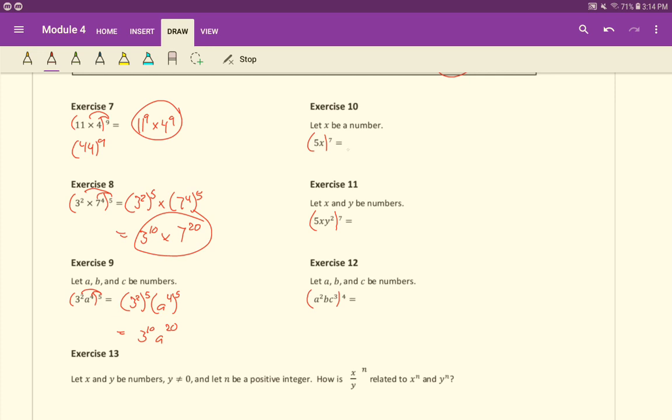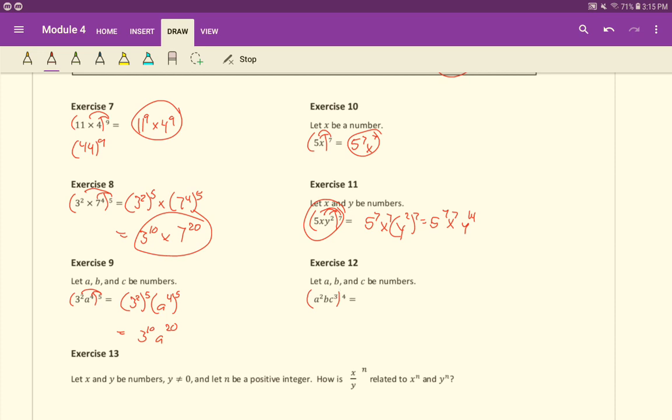Okay, so in 10, again, distribute the power. So it's 5 to the 7th, x to the 7th. In 11, distribute the power to all three terms here. So it's 5 to the 7th, x to the 7th, y to the 2nd to the 7th, which really just means y to the 14th. If you're comfortable going from this step to this step, that is, multiplying those two numbers in your head, feel free to do that, okay? I'm just showing some more steps for folks that maybe want to see it.